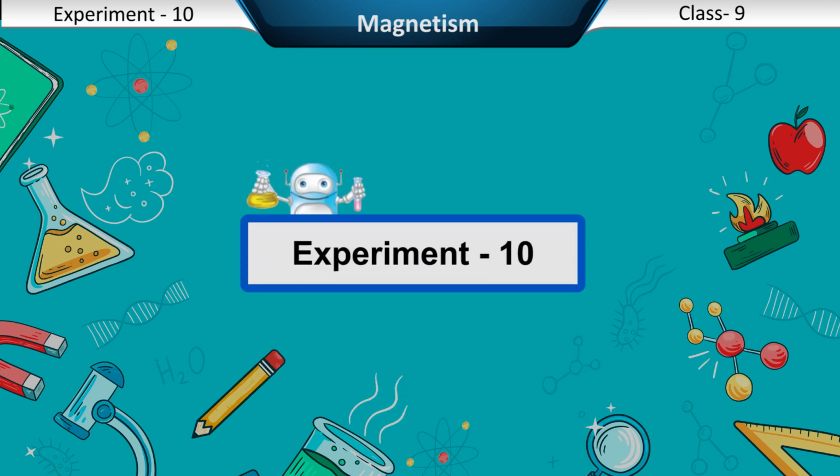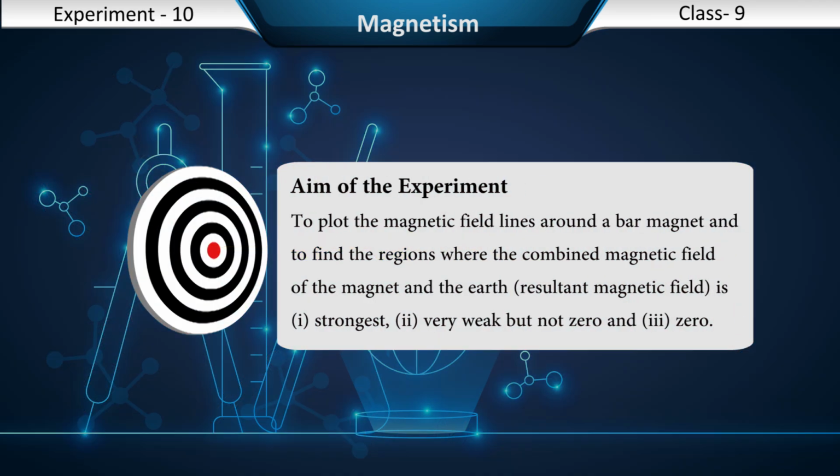Experiment 10. Aim of the experiment. To plot the magnetic field lines around a bar magnet and to find the regions where the combined magnetic field of the magnet and the earth, the resultant magnetic field, is 1, strongest, 2, very weak but not 0, and 3, 0.